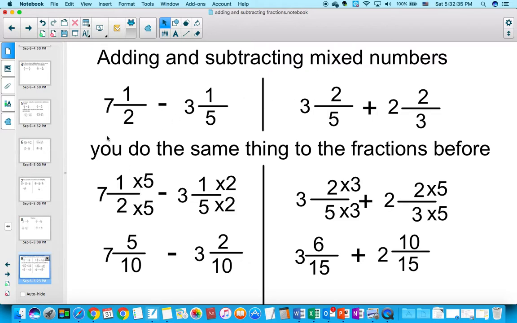Now I have 7 with 1/2 times 5 and 3 with 1/5 times 2. So 1 times 5 is 5, 2 times 5 is 10. So I have 7 and 5 over 10 minus 3, 1 times 2 is 2, 5 times 2 is 10. So now my denominator is the same. Awesome. Okay, that's the first step. Same here. I did the exact same thing. I multiplied the opposite denominators and got my new fractions. Denominators are the same. That's your step 1. Make your denominators the same.